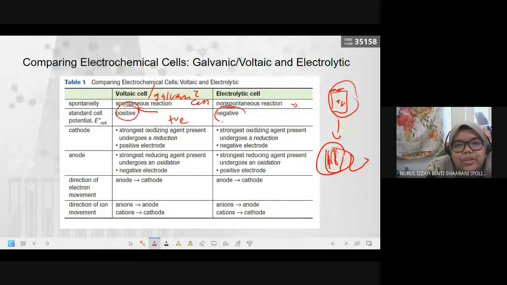Okay, so for the electrolytic cell, because it is a non-spontaneous reaction, so maksudnya dia consume that electrical energy, so it is a positive value.